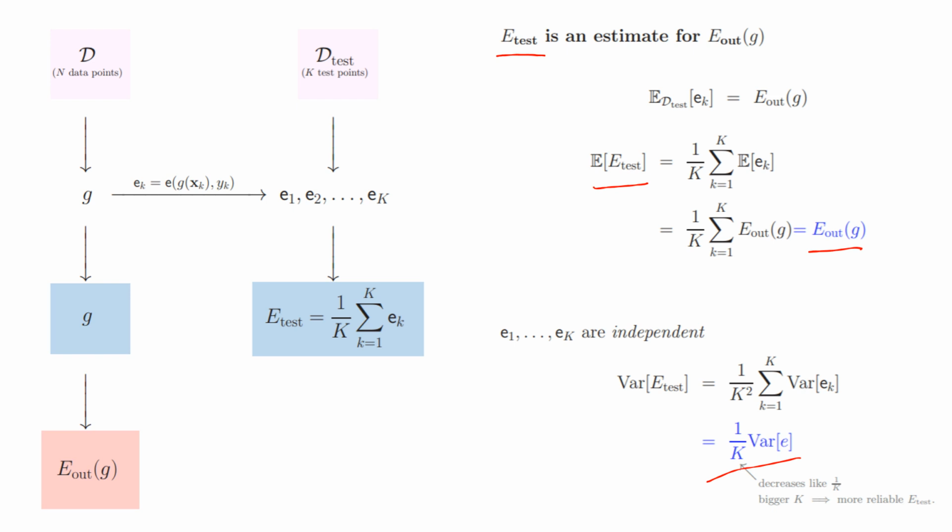Okay, so the question that we asked was, can we do something in the real world because we don't have access to all the data? The short answer to that question is yes, we can do that using something that's known as validation. So we are going to look at what this validation is all about.